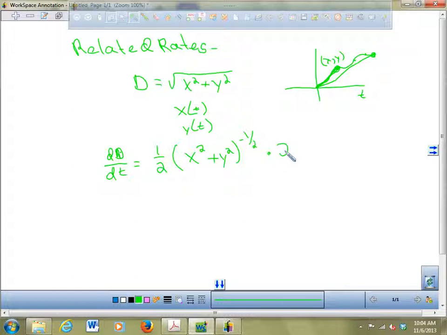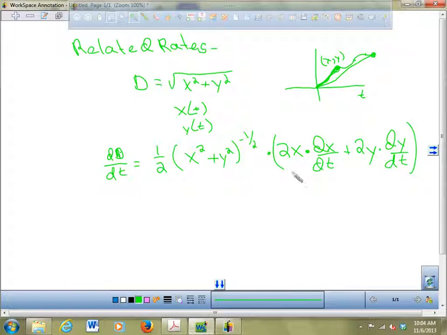Well, what's the derivative of the inside function? 2x. However, anytime you take a derivative of something, you have to multiply it, because you want the derivative with respect to time. So you have to multiply that by dx/dt. So that's this, plus the derivative of the y squared part, which is 2y times the derivative of y with respect to t.